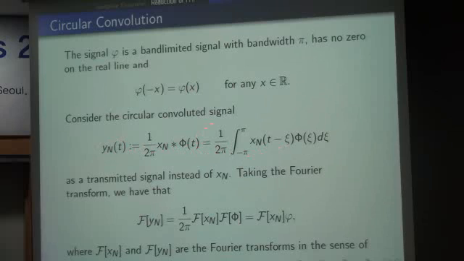Then y sub n is this signal, and we send this signal instead of x of n. This is the original OFDM signal, and this is the convoluted signal. Now we need to recover the original discrete data, so we take the Fourier transform of y sub n. Then it is the Fourier transform of x n times the Fourier transform of phi. This is the Fourier transform of y sub n, and this is the Fourier transform in the sense of distribution.